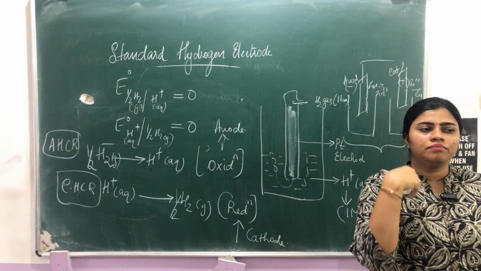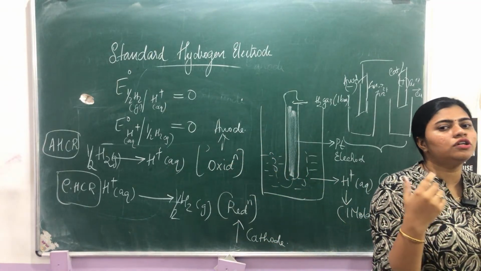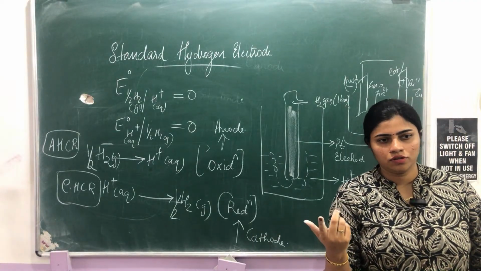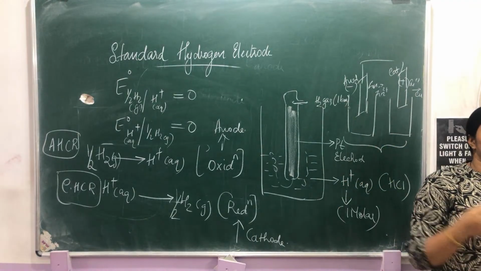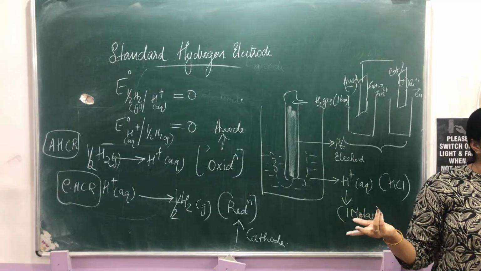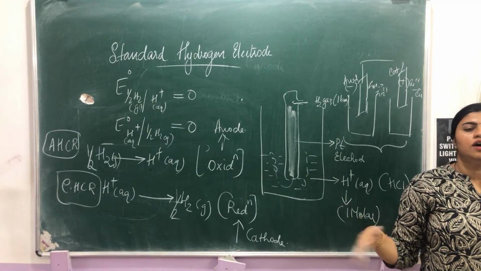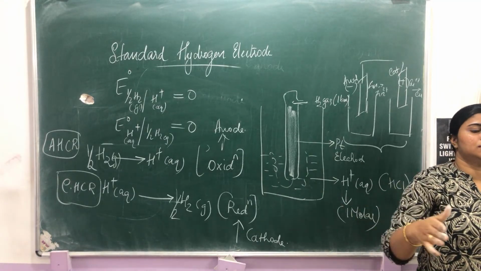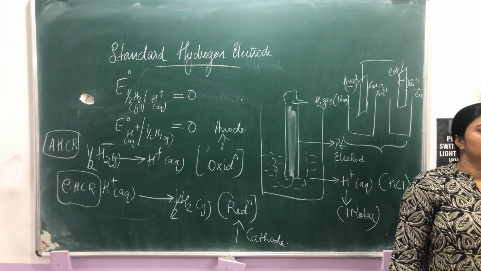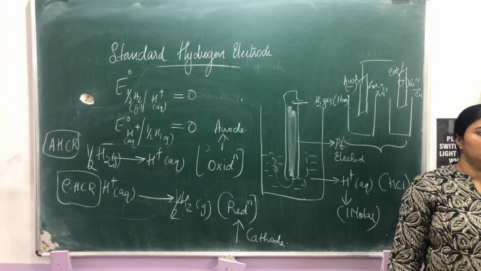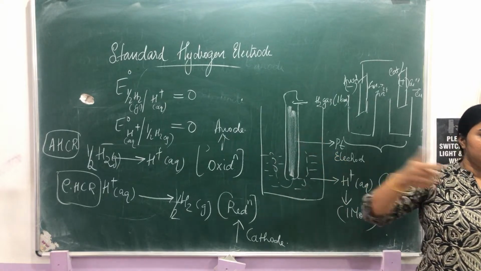See, there are hundreds of reference electrodes. Have you heard of the calomel electrode, or the mercury electrode, Hg Hg2Cl2? No. Maybe by the end of this chapter, when we learn about batteries and fuel cells, you will learn it. Okay. Write down the next heading.